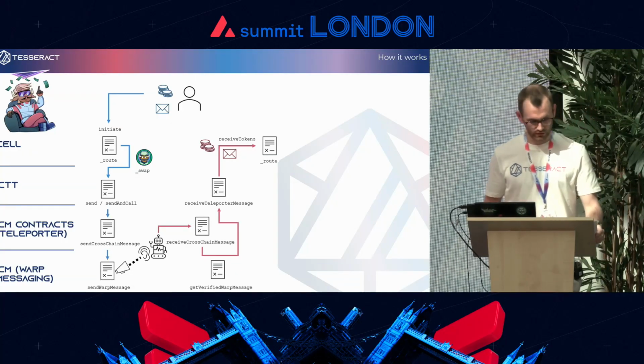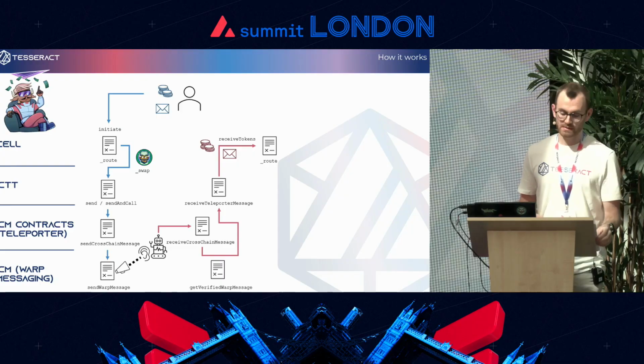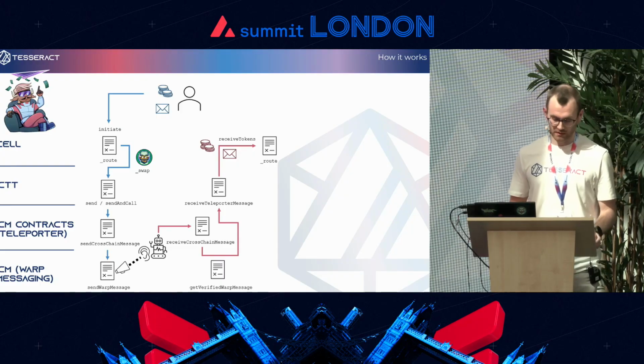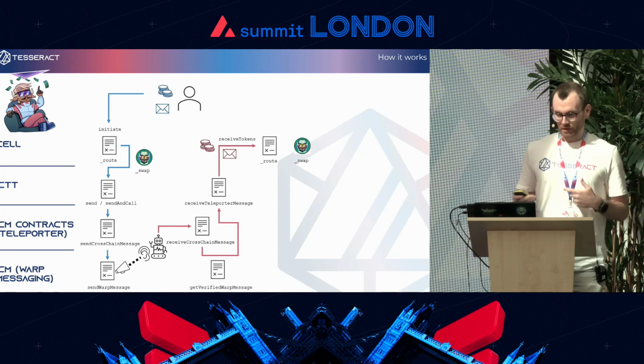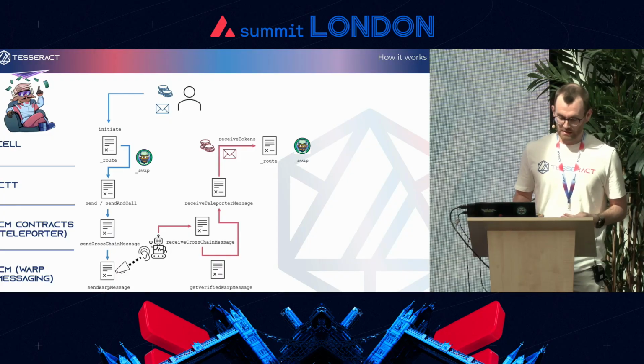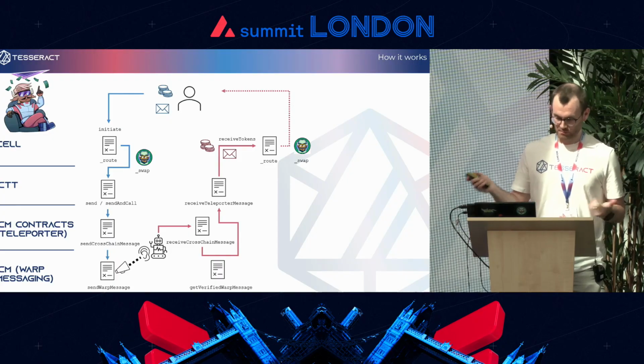So when receive tokens is called, the cell payload is decoded and the root function is invoked, which then potentially results in another swap. So at this point, we might be finished, and the output tokens from the swap might just be sent to the user.